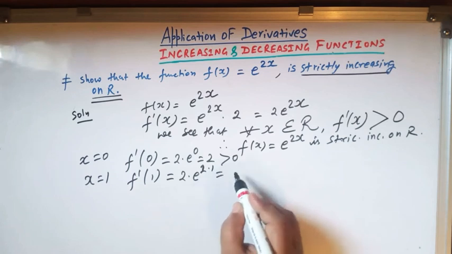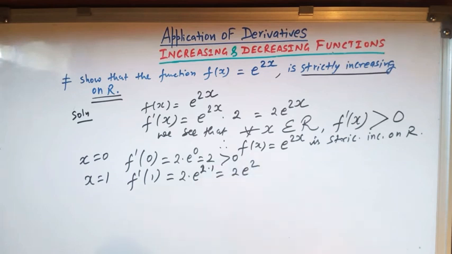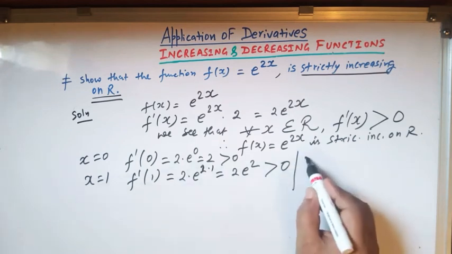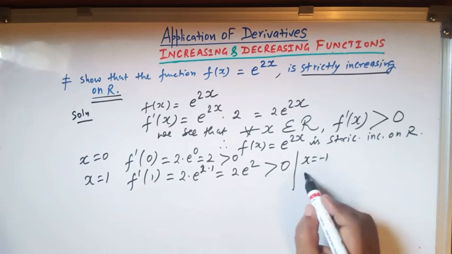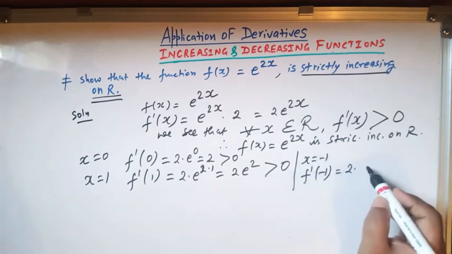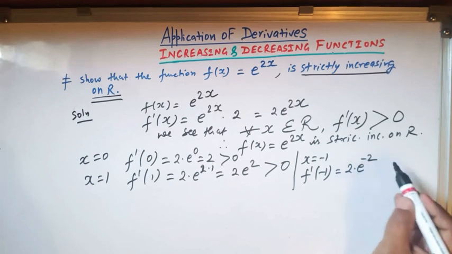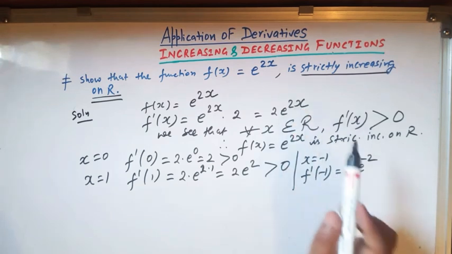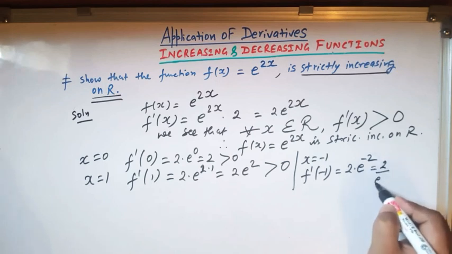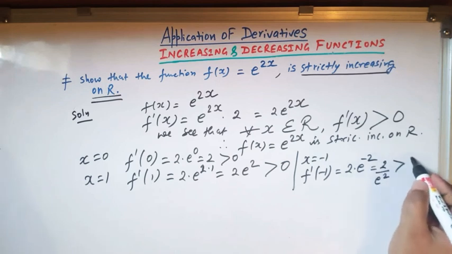So we have 2e square here, and this is also greater than 0. Similarly, if we have x equal to minus 1, then f prime of minus 1 is 2 times e raised to minus 2, because here we substitute x equal to minus 1, and this can be written as 2 divided by e square, which is greater than 0.